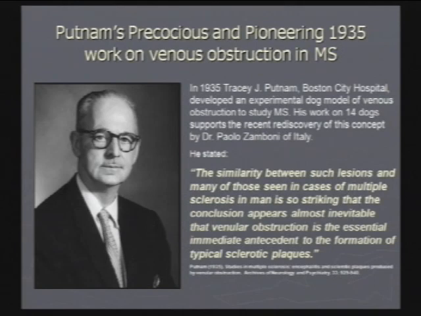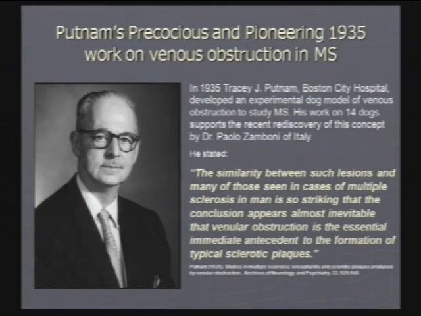So he says, the similarity between such lesions and many of those seen in cases of multiple sclerosis in man is so striking that the conclusion appears almost inevitable that venular obstruction is the essential immediate antecedent to the formation of typical sclerotic plaques. Well, I wish that he'd had an MR scanner or an ultrasound scanner or something like that in his day, because I'm sure that Tracy would have discovered what Paolo discovered very recently. So there is a lot in the literature that I can't talk to you about today, but there's 75 years of evidence of vascular involvement in multiple sclerosis.